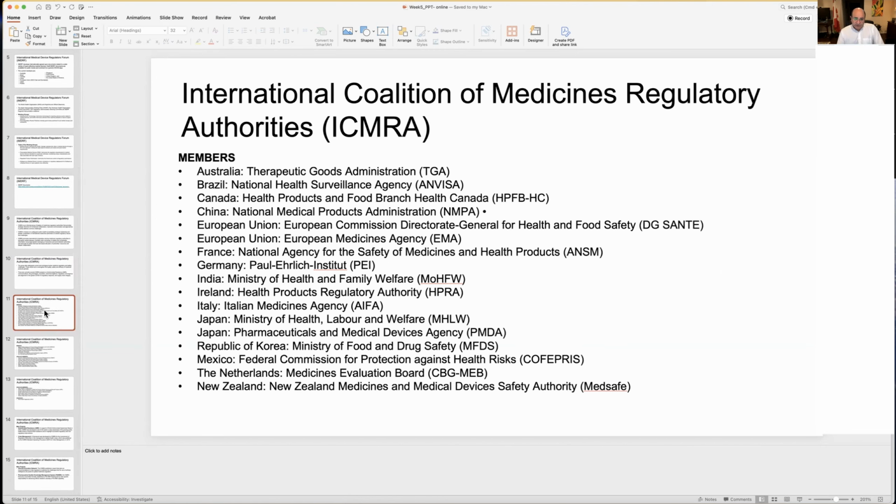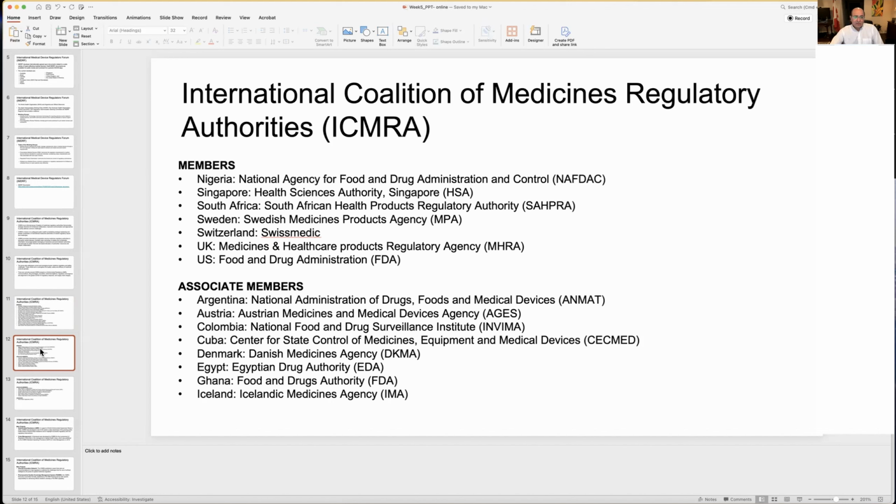Now, who are the members? Members are several countries. So we have, again, people who are knowledgeable in this field, and they are from different members. So we have Australia, which is the Therapeutic Goods Administration. We have Canada, which is the Health Products and Food Branch, Health Canada. We have the National Health Surveillance Agency of Brazil. And we have, of course, China, European Union, France, Germany, India, Ireland, Italy, Japan, Mexico, the Netherlands, New Zealand. And of course, this list continues with Nigeria, Singapore, South Africa, Sweden, Switzerland, UK, and FDA.